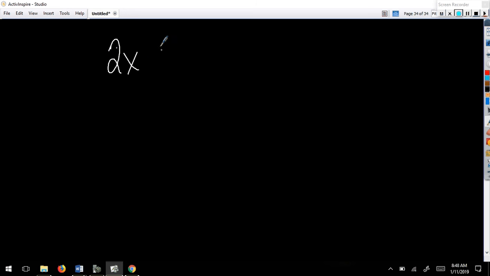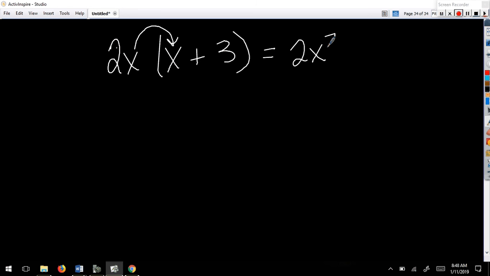What if I had this? Okay, and now I'm not talking about GCF, but I'm wanting to expand it some. That's exactly right. Distributing, right? So 2x times x is what? 2x squared. And 2x times 3 is? 6x.